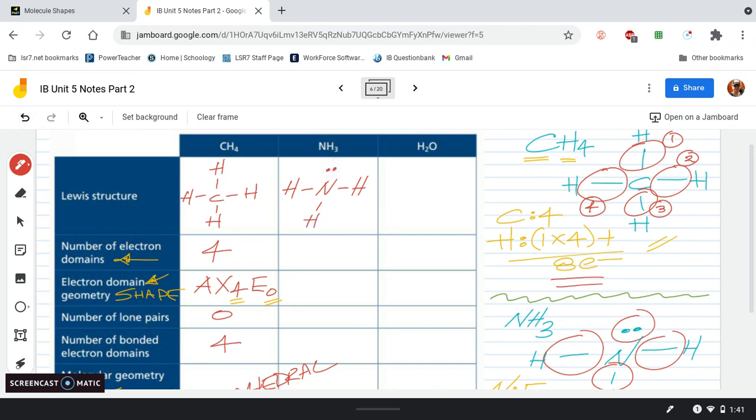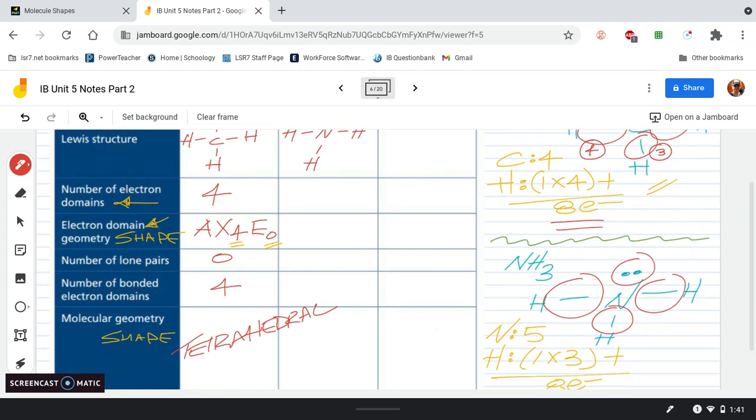All right. How many electron domains? Okay, remember, anything attached to the middle is an electron domain. And so just like we did previously, this is going to be 1, 2, 3, 4. So an electron domain is just an attachment to that central atom.